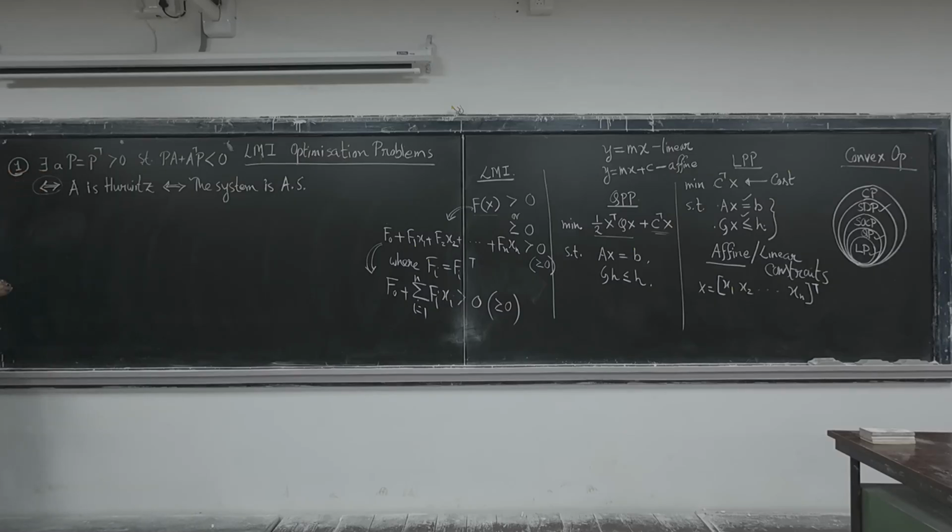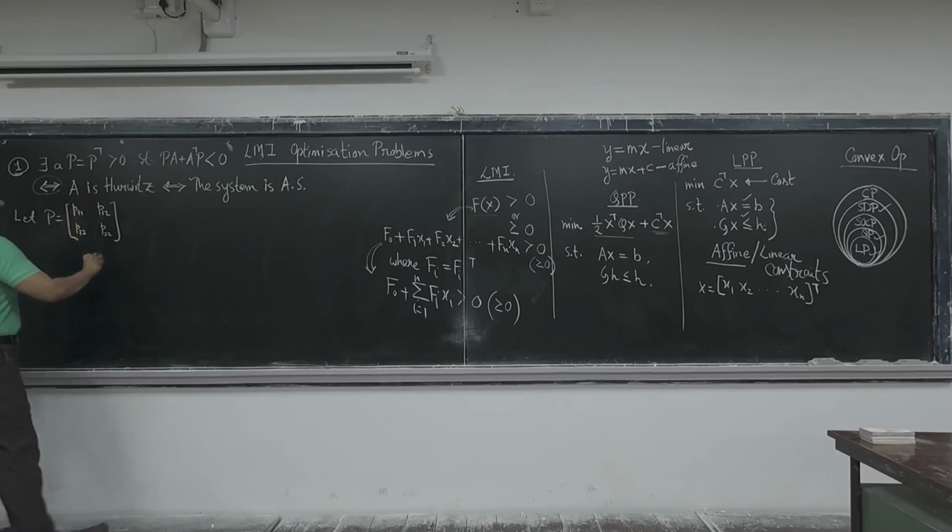Now suppose just for a 2 by 2 case, let P equal P11, P12, we are considering a symmetric matrix, so that's why here also it is P12, and this is P22. These are all variables.